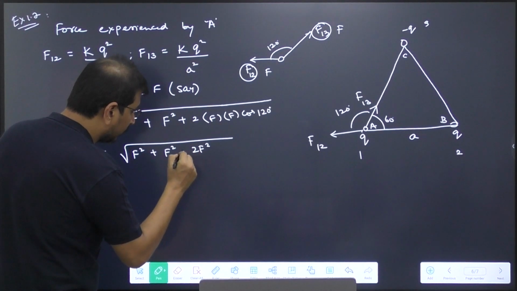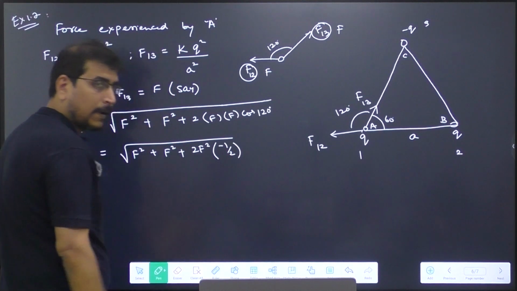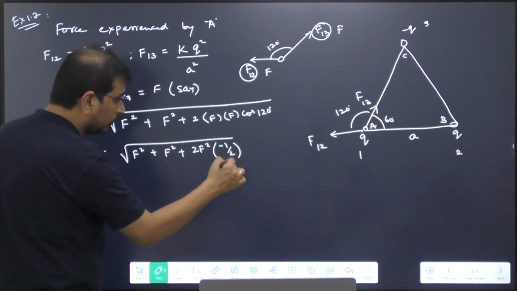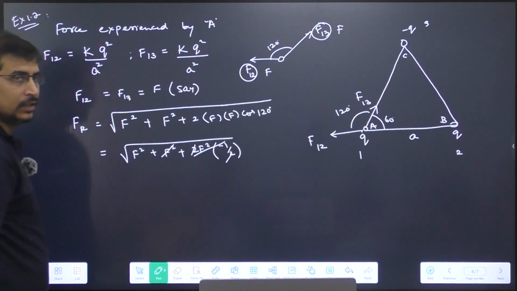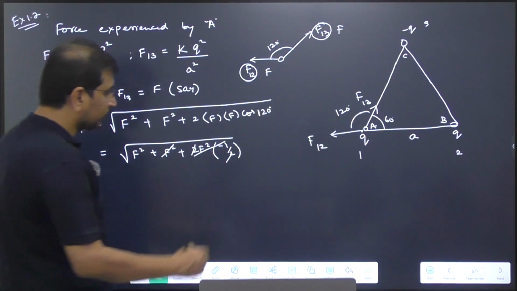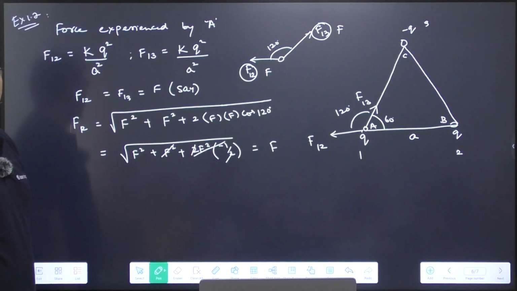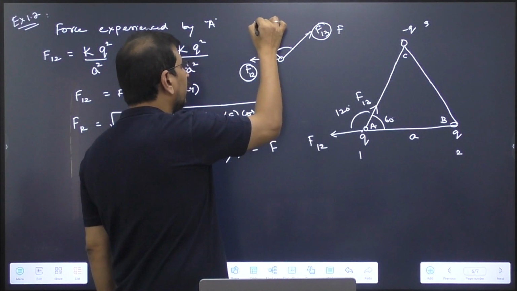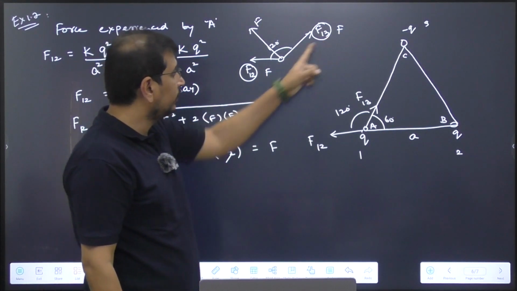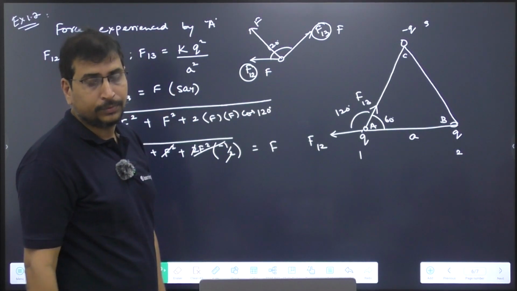Okay, I'll write it later. It is plus 2F square into cos 120, which is minus half. So, 2 and 2 are gone. So, this F square and minus F square are gone. So, square root of F square is going to be F itself. Means the resultant force experienced will be F itself. This and this put together, when they are at an angle of 120 degrees, it will form F itself.